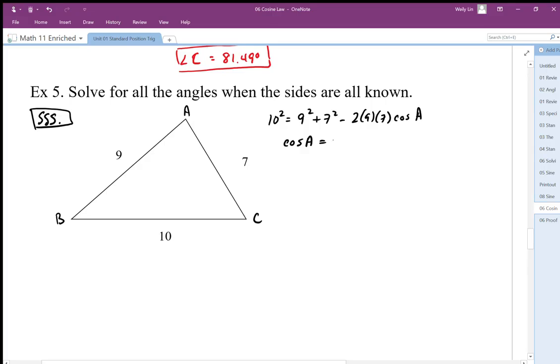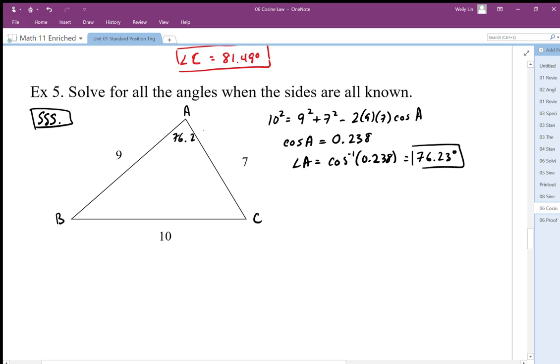And I end up with positive 0.238. So I'm going to do my second cos on that. Angle A is equal to the arc cos of that ratio, so input the ratio. I never cosine a ratio, I always inverse cosine the ratio. And I end up with 76.23 degrees, give or take. So there's one angle there.